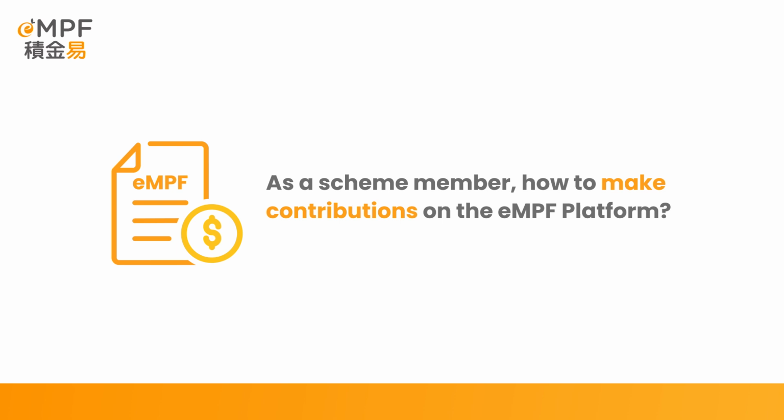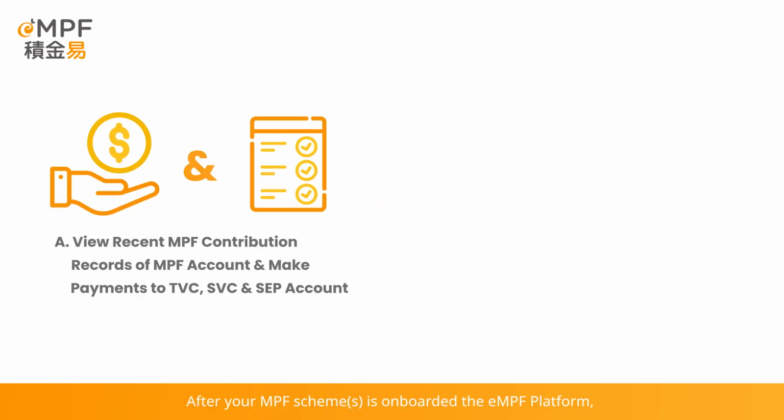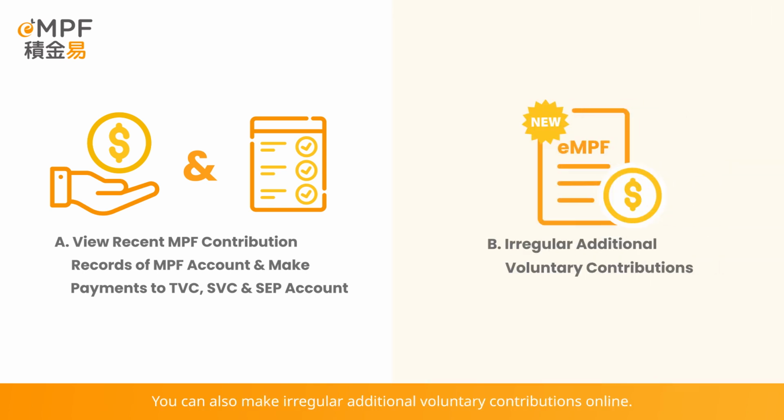As a scheme member, how to make contributions on the eMPF platform. After your MPF scheme is onboarded to the eMPF platform, you can view the recent MPF contribution records of your MPF account and make payments to tax-deductible voluntary contribution account, special voluntary contribution account, and self-employed person account. You can also make irregular additional voluntary contributions online.